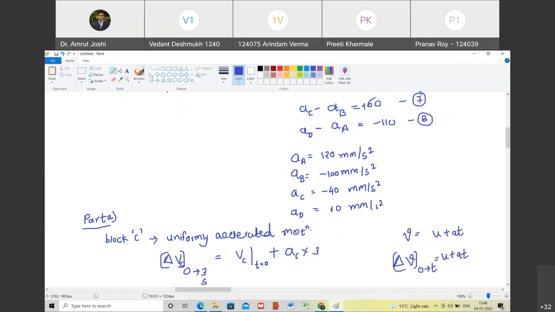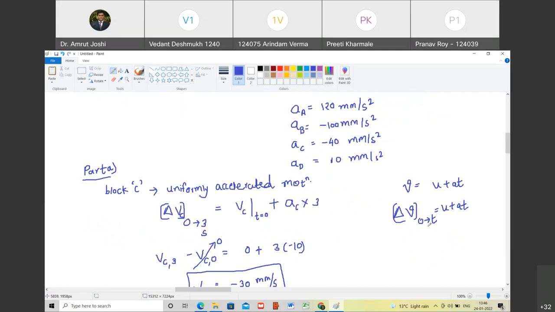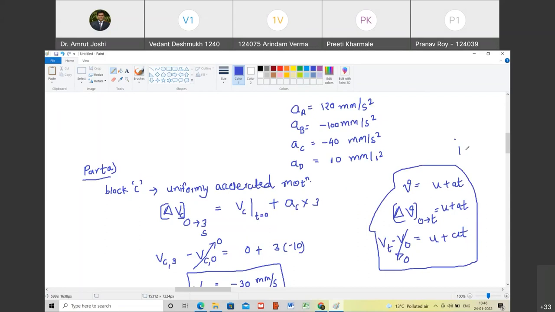Are you with me? Change in velocity from 0 to t seconds, I write it as velocity at t seconds minus velocity at 0 seconds. This becomes equal to u plus at, and in most cases this v0 is 0. So therefore you get vt is equal to u plus at. But that's not always the case. Just remember that this is important. It is not v, it is delta v. So that's what I am writing. Change in velocity of block C from 0 to 3 seconds for a uniformly accelerated motion is velocity of block C at time t equal to 0 plus AC, acceleration of block C, into 3.